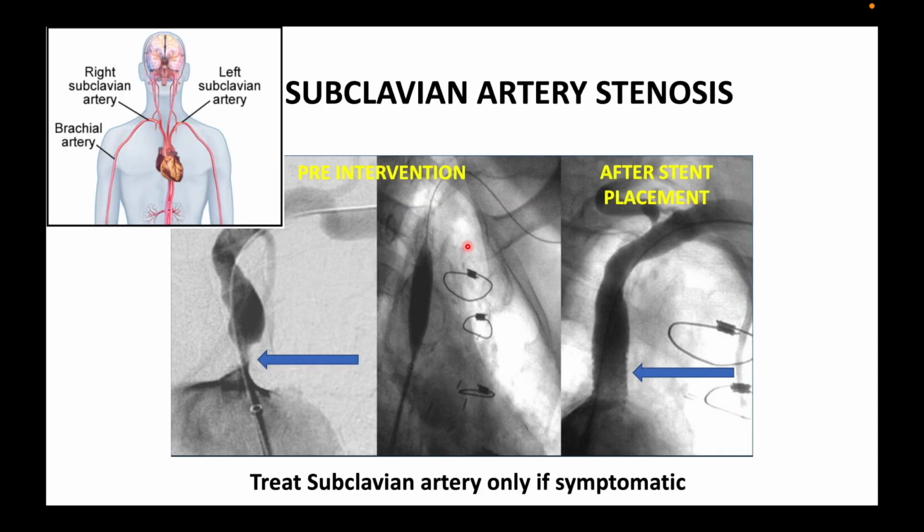Now, subclavian artery stenosis. You only treat the subclavian artery if it is symptomatic. Asymptomatic subclavian artery, we do not touch. It is not a difficult intervention, in a way that all you need to do is, that's a stenosis, you cross your wire, you balloon this, and then you put in a stent and you get the result.